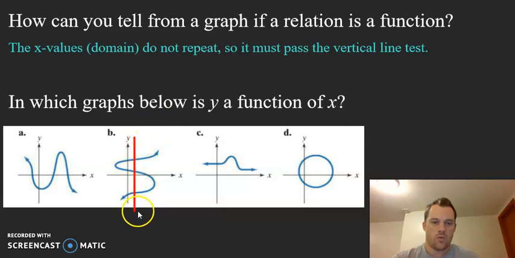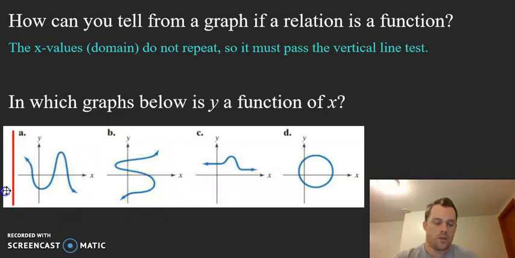And so because we notice that, with this vertical line, we can do what's called the vertical line test. You can just take a line or your pencil and drag it across the graph, and if at any point it touches the graph more than once, then it is not a function. So B is clearly not a function.